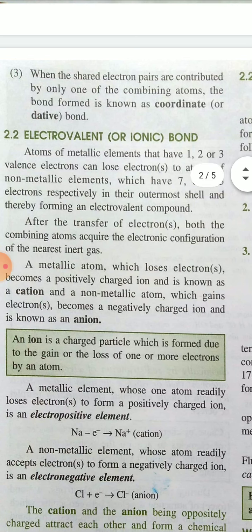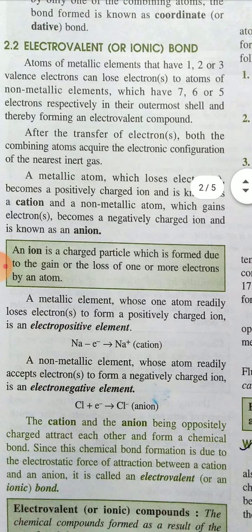So first you have to read the electrovalent bond or ionic bond. An ionic bond is formed between two components. In an ionic bond, one component will release electrons and the other component will accept the electrons to get 8 electrons in their valence shell, that is, to become stable.